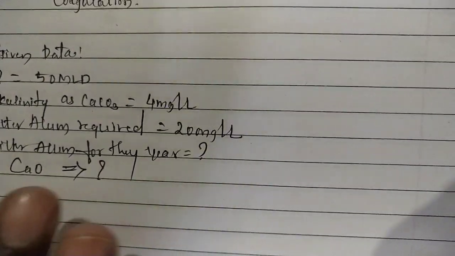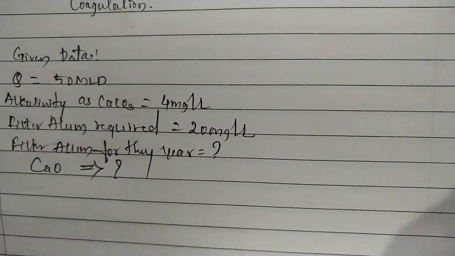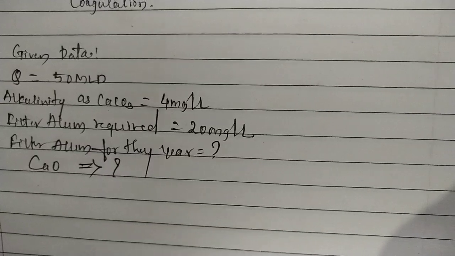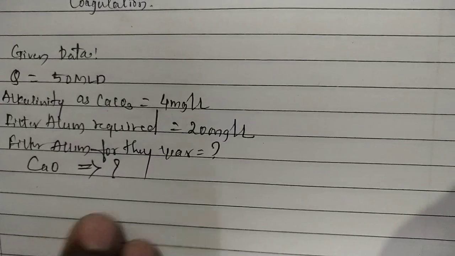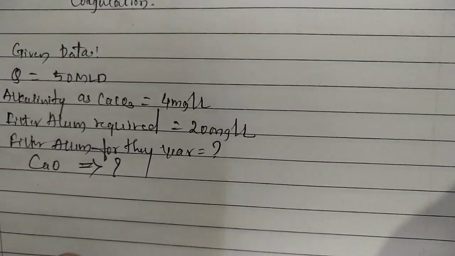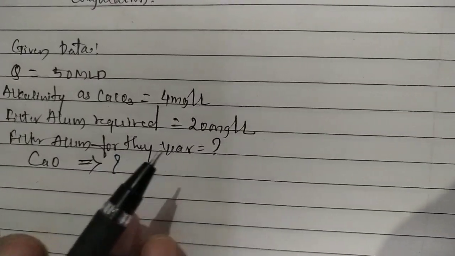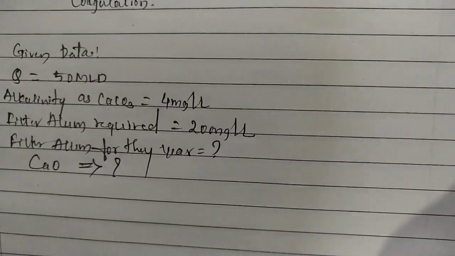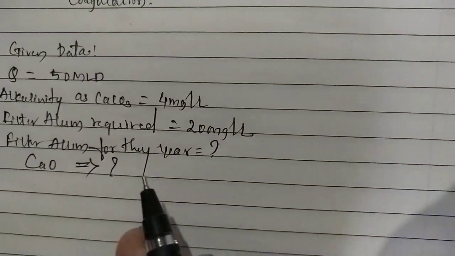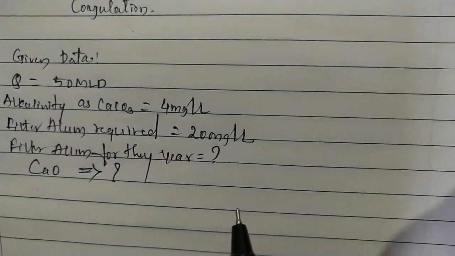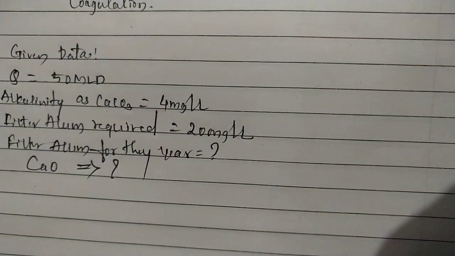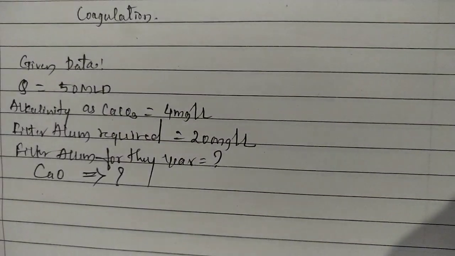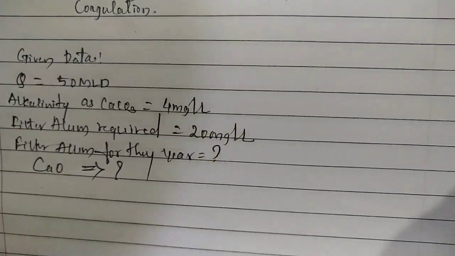Listen here. In this problem, first we have to find out the total quantity of water to be treated and the total alkalinity of the water. This alum will act effectively to treat the water, or precipitate out the fine suspended or colloidal particles, when the water is alkaline in nature. For that reason we have to find out the total alkalinity of the water. Next we can solve.